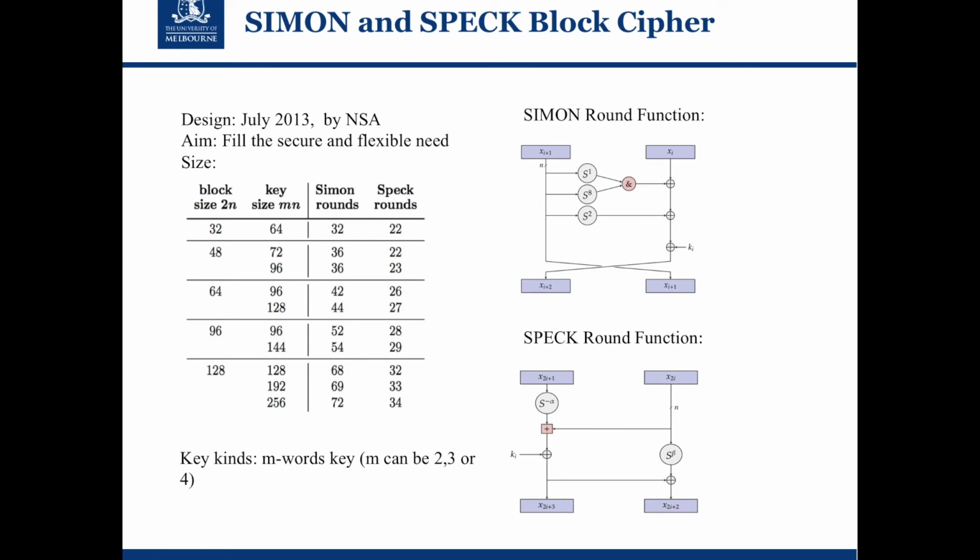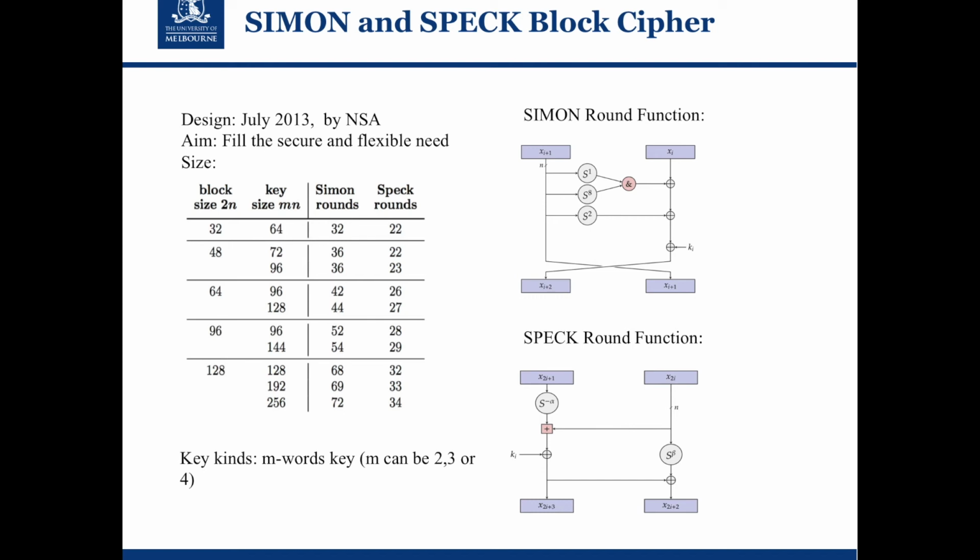Sometimes, for the same block size, it may have different kinds of keys. For different sizes, Simon and Speck need different rounds. The round function is shown on the right side. In the picture, S^i denotes the left circular shift by i bits, and x denotes the subcipher after i steps of encryption.